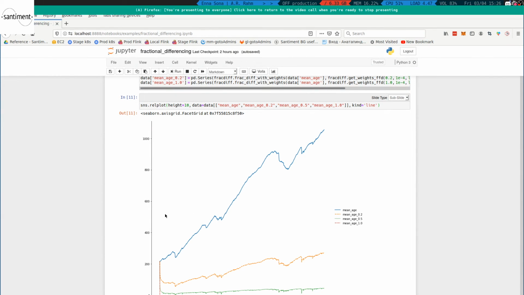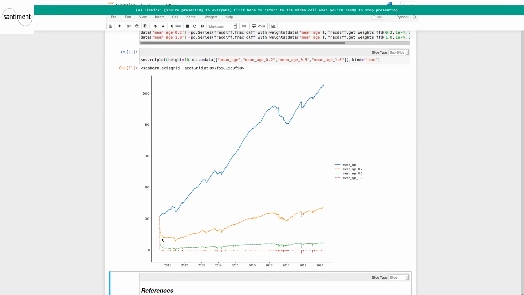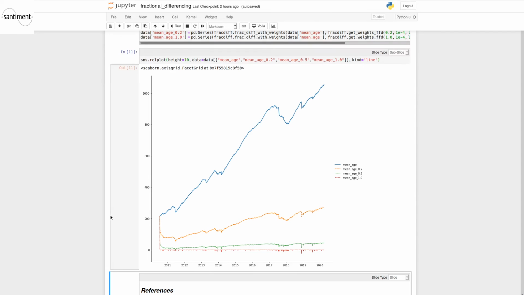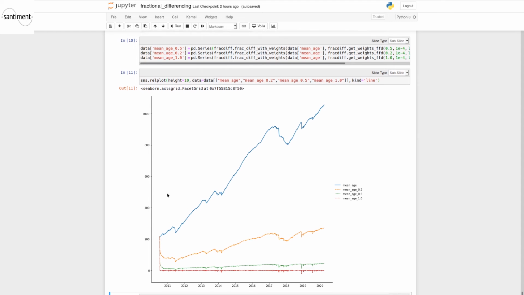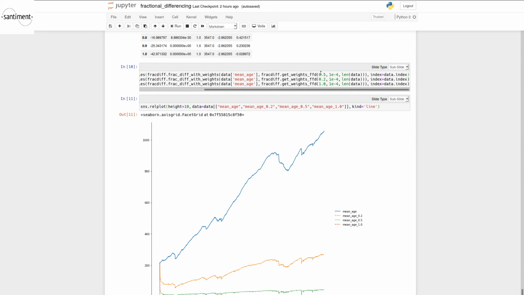Okay. Can you see now? Yes. Yeah. Okay. Yeah, I cannot zoom very well, but maybe you can see how the initial values of the differencing look a little bit different. So let's see what will happen if I decrease the threshold.